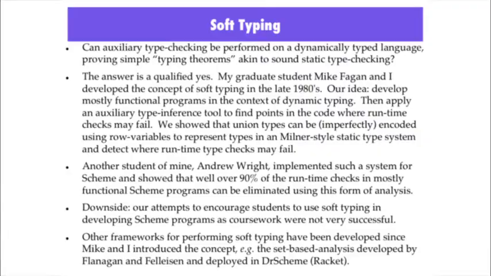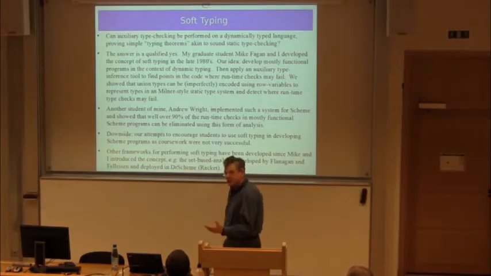And so another student of mine who came along later, Andrew Wright, actually built a system and applied it to thousands and thousands of lines of Scheme code and discovered that over 90% of the runtime checks that would be done naively by a Scheme implementation were inferred as not being necessary by the soft typer. So the soft typer basically would show you every place that, based on its typing, it couldn't confirm that a runtime check done in the brute force system was unnecessary. So between 5 and 10% of the checks would show up as things that our soft typer couldn't get. And so anyway, from that side, it looks extremely successful.